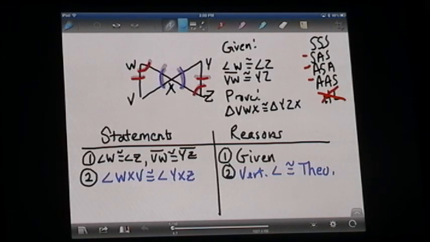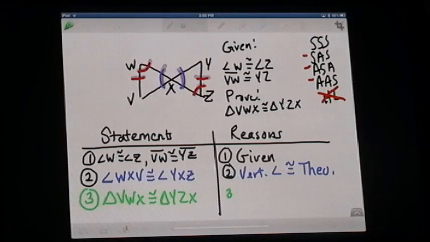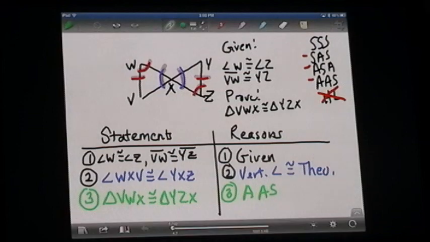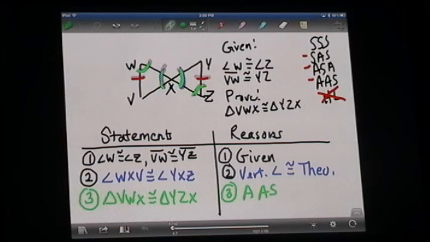So now we can prove the last statement. VWX is congruent to YZX, and that is because of angle, angle, side. And it's angle, angle, side in that order because the angles are next to each other. These two angles are next to each other. Okay, angle, angle, then side. The side is not between the angles. It's on the other side of the angles.